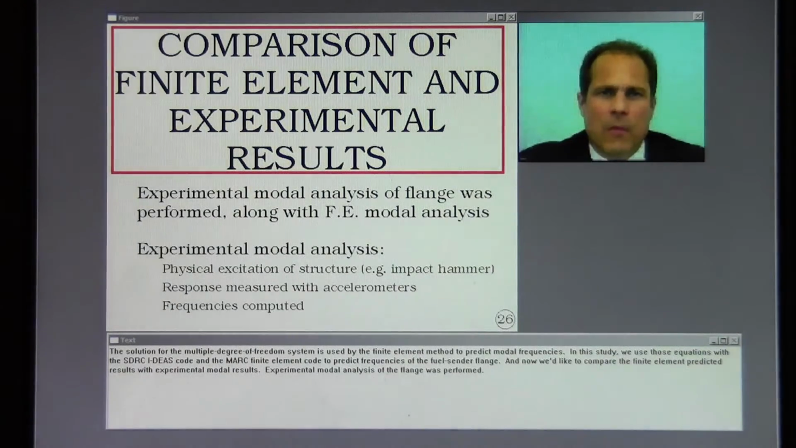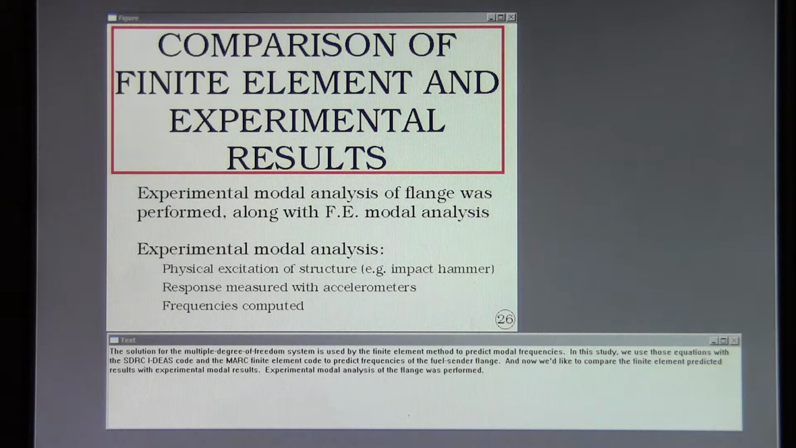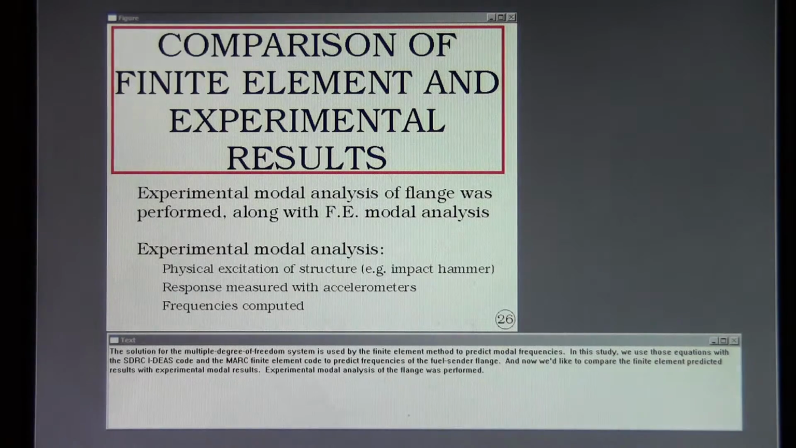The solution for the multiple degree of freedom system is used by the finite element method to predict modal frequencies. In this study, we used those equations with the IDEAS, SDRC IDEAS code and the MARC finite element code to predict frequencies of the fuel sender flange. And now we'd like to compare the finite element predicted results with experimental modal results.